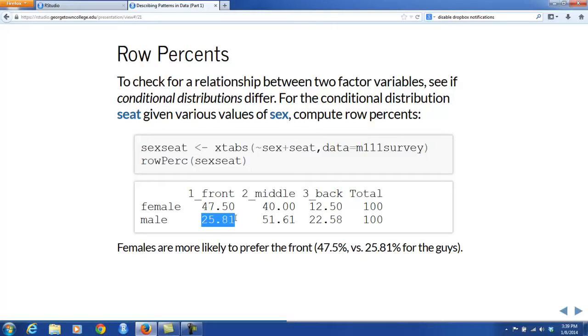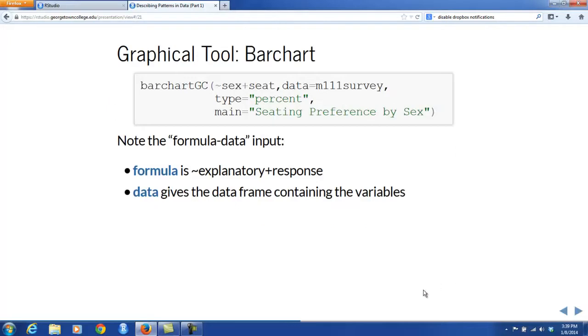That looks like a big difference, and that indicates to us that there's some relationship between sex and seat, that guys and gals do differ in their seating preferences. Gals tend to prefer the front at a greater rate than guys do. You can also make a bar chart of the same thing. But before we show the bar chart, let me back up and talk about some of the input you've been seeing in some of these functions.